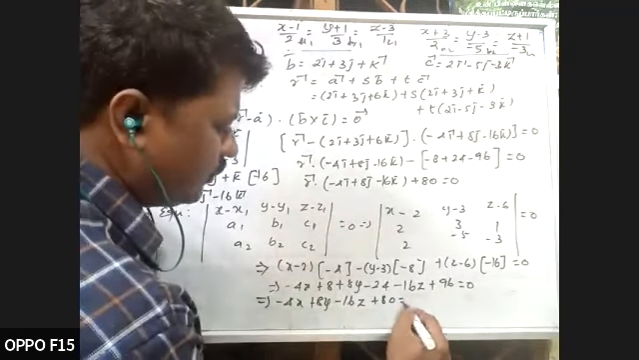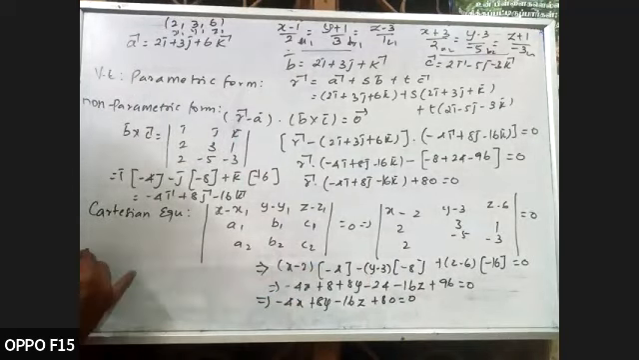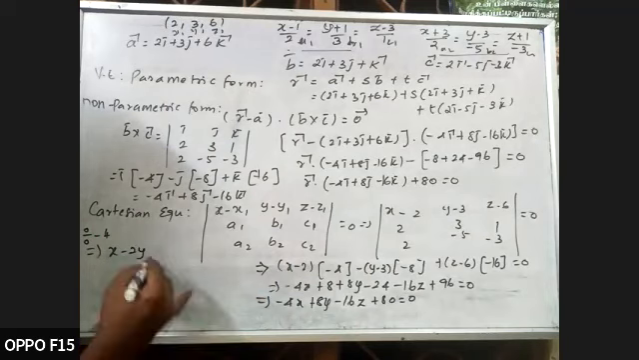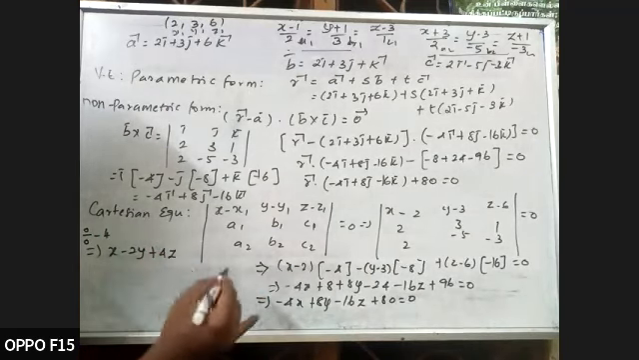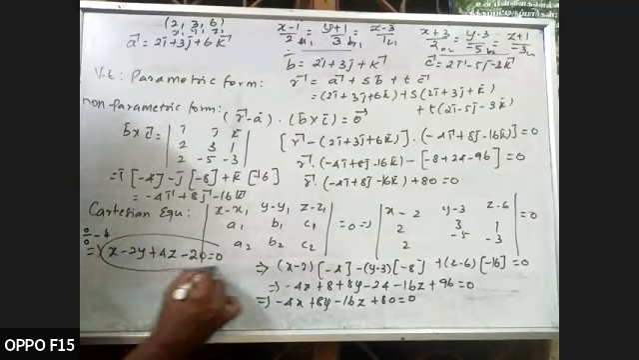Equal to 0. Dividing, everything is divisible by 4. Everything is divided by 4, so we divide by minus 4. What will we get? x minus 2y, next divided by minus 4, plus 4z, and plus 80 becomes minus 20, equal to 0. This is the Cartesian equation.